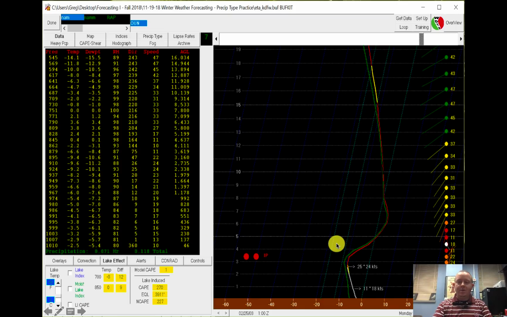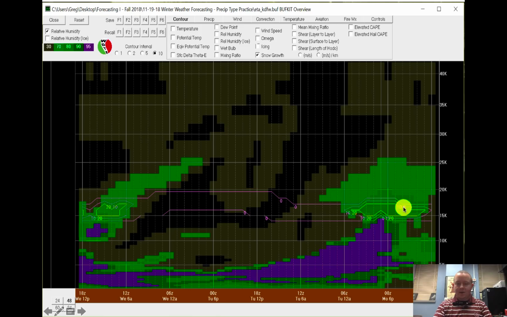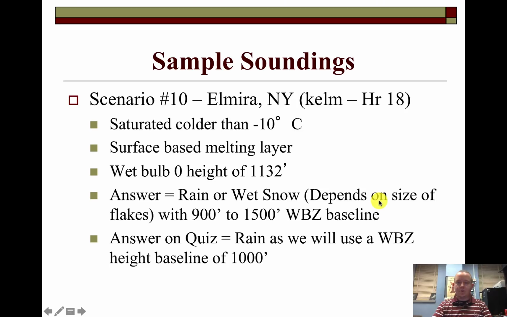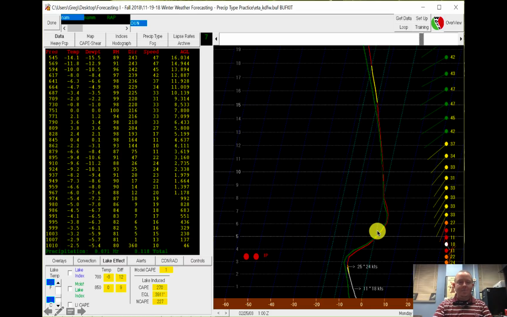So what do you want to do? Same thing, same process. -10. Do we have moisture? We're looking at 1Z on Monday. Yep, we are good to go. We got moisture. But what do we got? We got a big melting layer here. And we get to 3.8 for 3,500 feet.